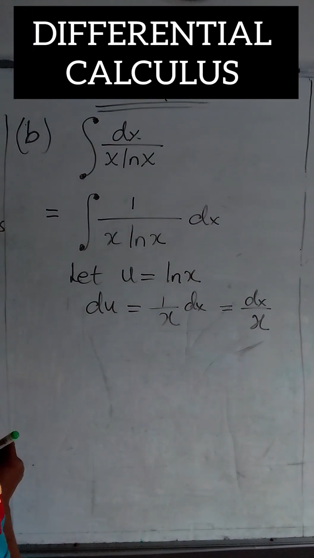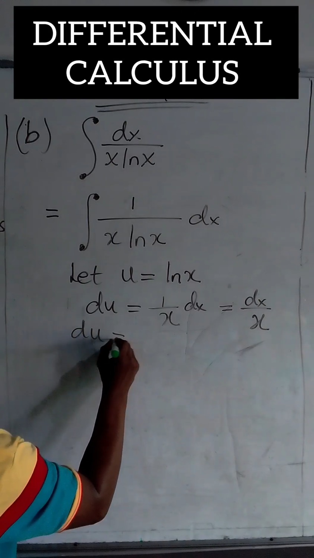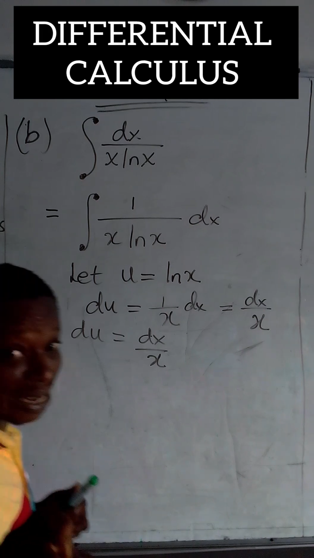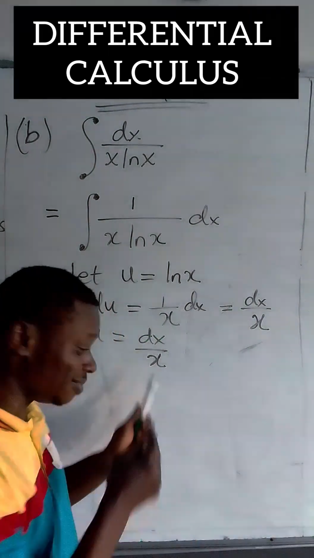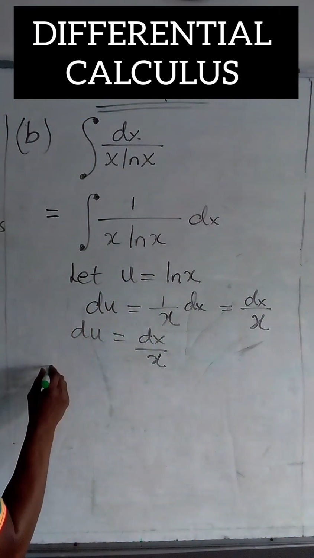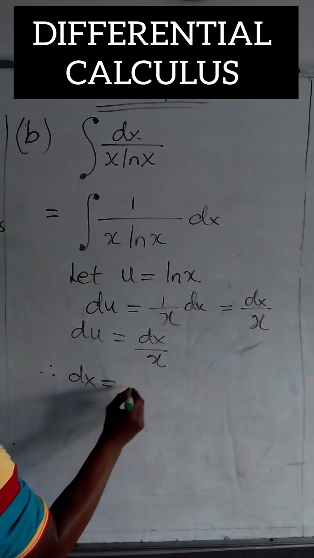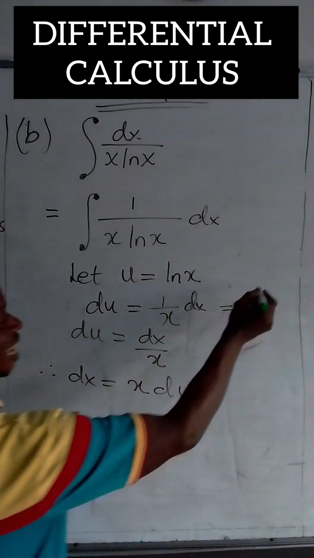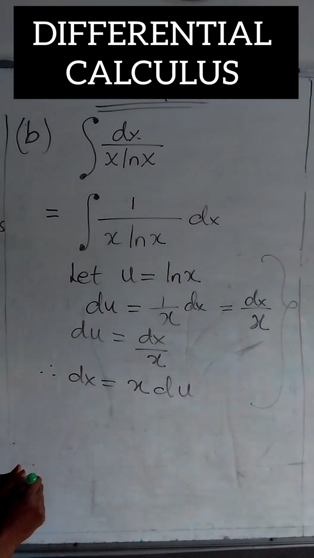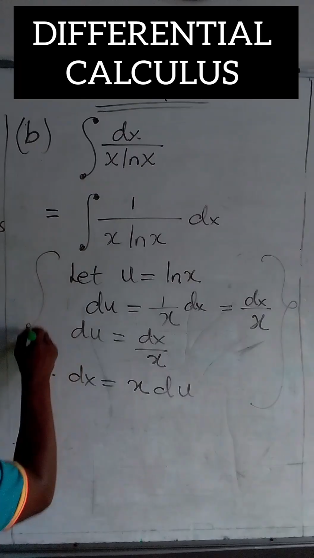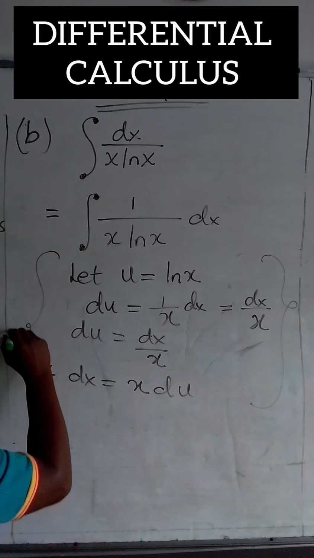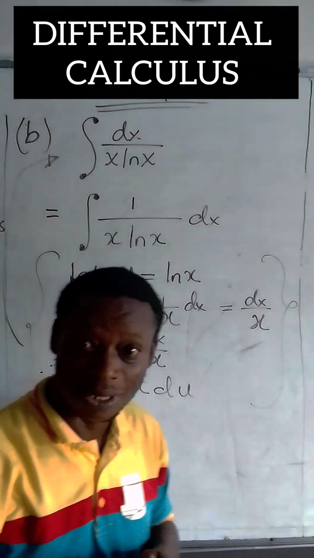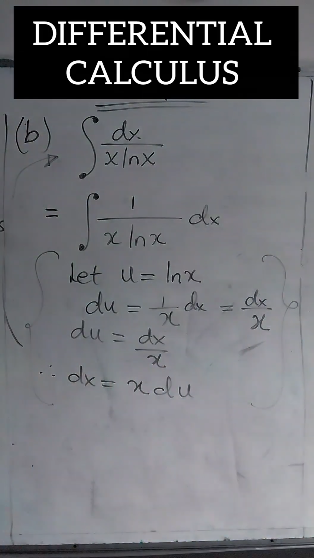So my du is dx over x. Remember, we have to make dx the subject. So we simply cross multiply. Our dx will come out to be x du. These are elementary differentials. Remember, after getting the elementary differentials, we need to back substitute them into the primitive function. This is what we call the primitive function, the main function. So let's take it back.